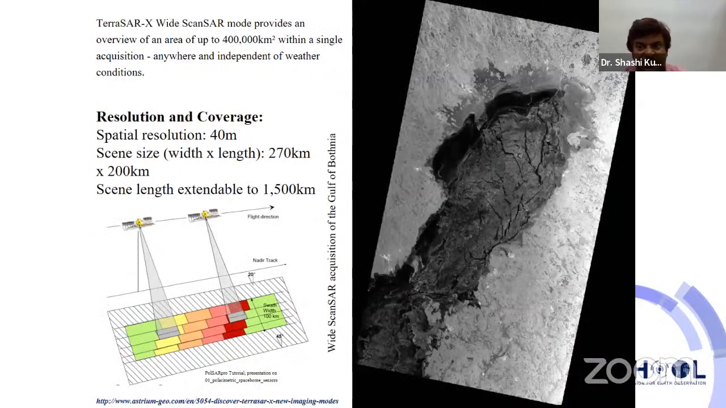Now, this is one scene of the TerraSAR-X data, which was acquired in ScanSAR mode. Here you can see that in ScanSAR mode, the scene size is 270 kilometer by 200 kilometer. So in one scene, a very large area could be covered. But the spatial resolution here is 40 meter, so the resolution will become coarser. Identification of individual targets will become difficult, but one can easily identify and recognize the large areas.